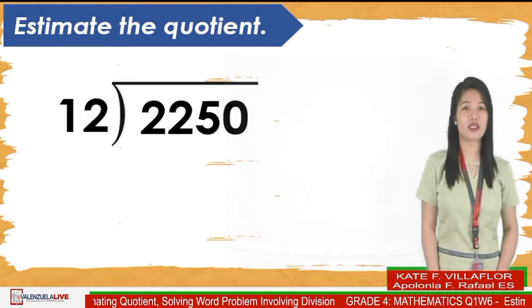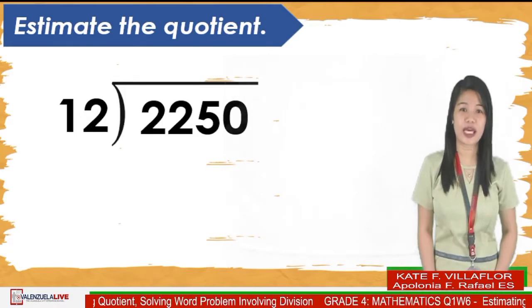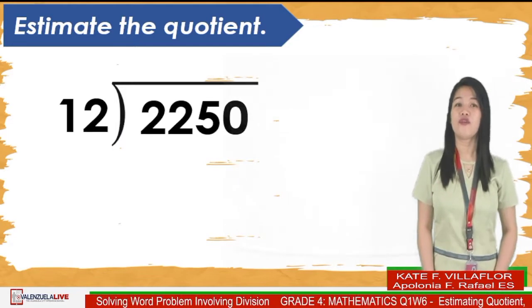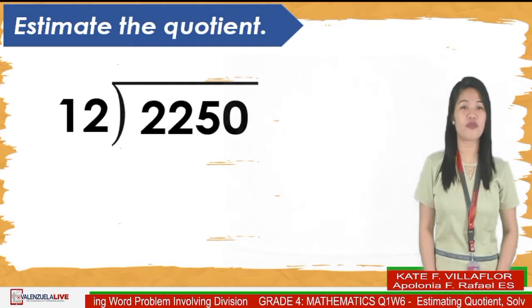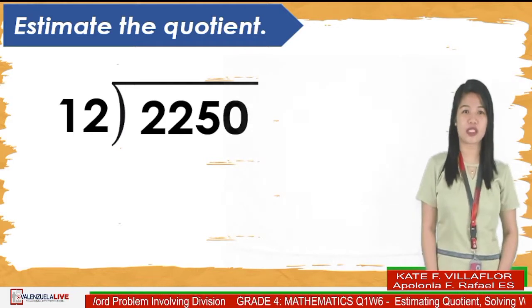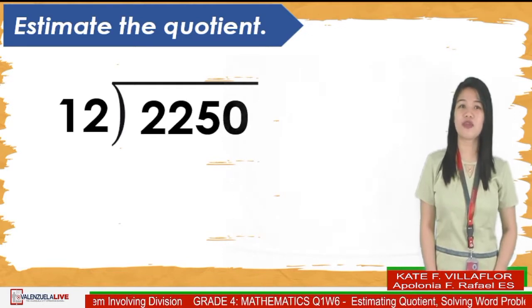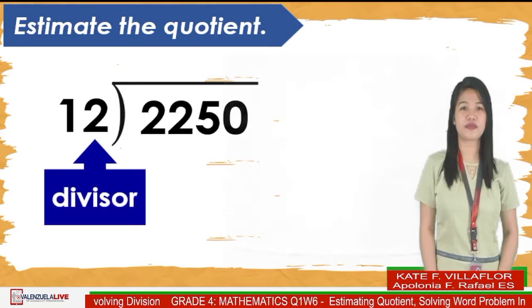Let's estimate the quotient of 2,250 divided by 12. First thing to do is to round off the dividend, which is 2,250. The digit with the highest place value is 2.